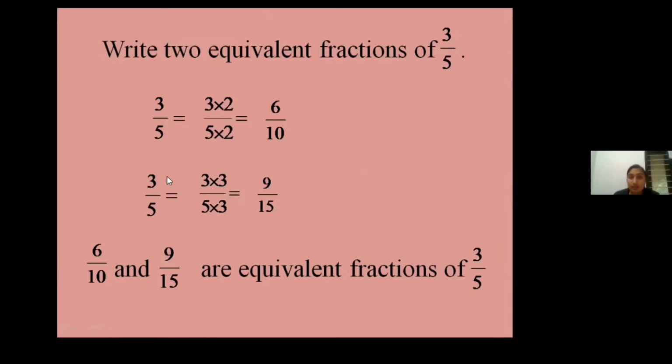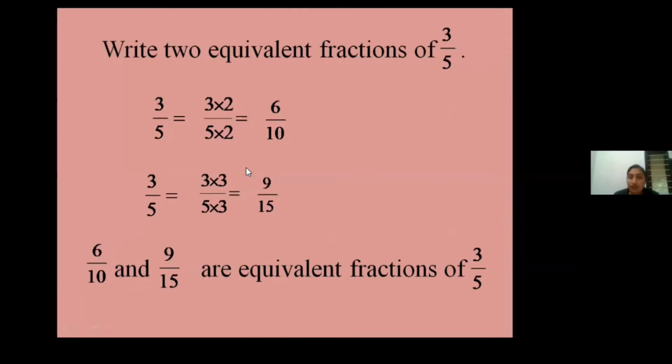Next, I multiply the given fraction with 3. That is 3 by 5 is equal to 3 into 3 by 5 into 3. Both the numerator and denominator we multiply with 3. 3 into 3 is equal to 9. 5 into 3 is equal to 15. So the answer is 9 by 15. So 6 by 10 and 9 by 15 are equivalent fractions of 3 by 5.